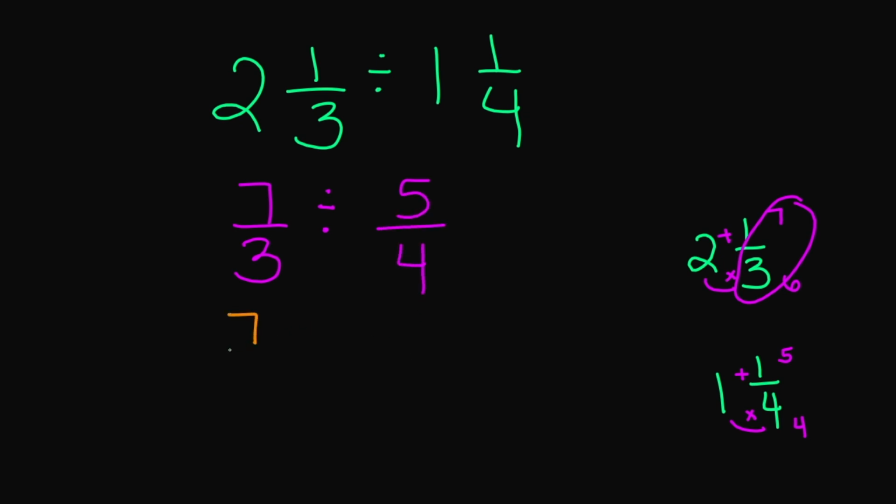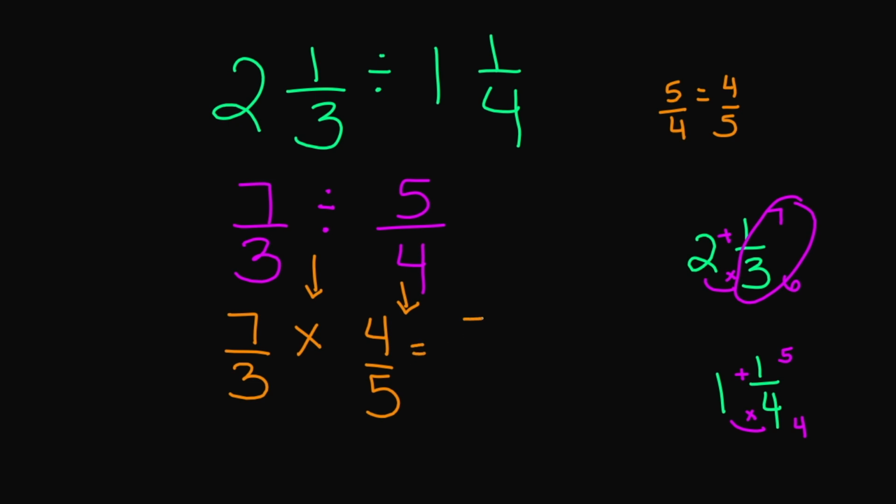So your improper fraction here is going to be 5 over 4. So 7 over 3 is going to stay the same. Division is going to turn into multiplication. And then 5 over 4, we're going to take the reciprocal of 5 over 4. That's going to equal 4 over 5. So I'm going to write 4 over 5 here.